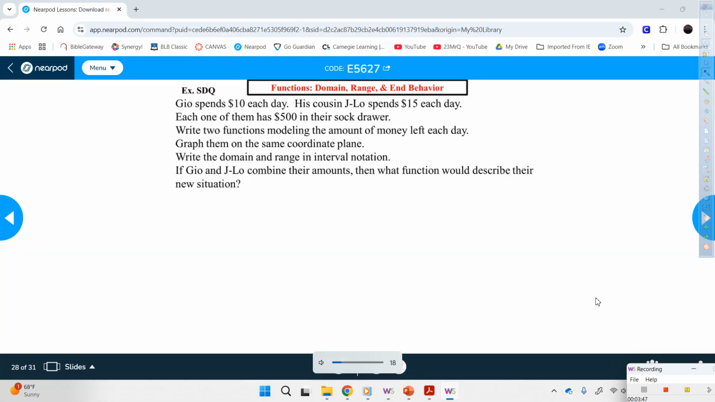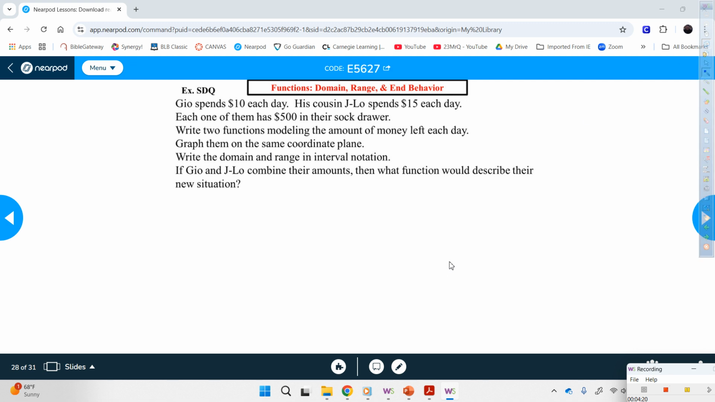All right, we good? And it reads, example Super Duper Q. Gio spends $10 each day. His cousin J-Lo spends $15 each day. Each one of them has $500 in their sock drawer. Does anybody keep money in their sock drawer? Some of us? Yeah? Let's go. Write 2 functions modeling the amount of money left each day. Graph them on the same coordinate plane. Write the domain and range.